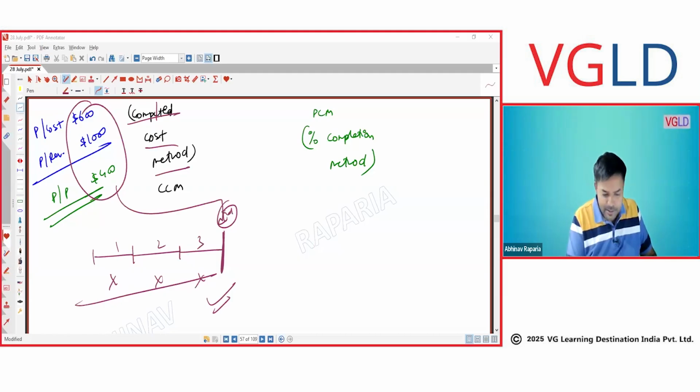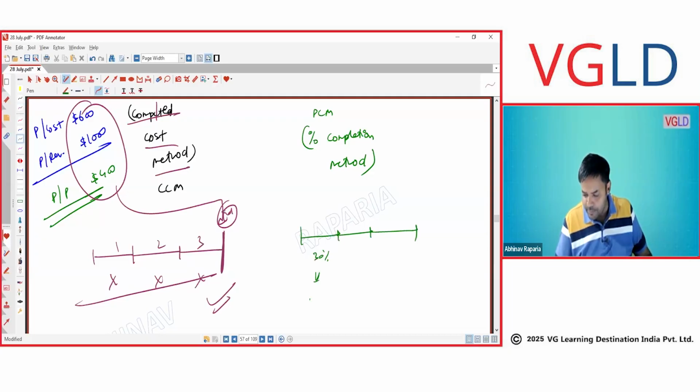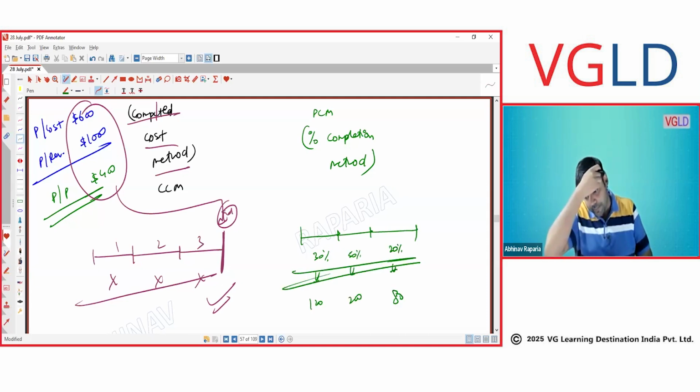But under the percentage completion method, as and when the work is getting finished, maybe 30% work is done, you are going to book 30% here, maybe 120. Maybe 50% work is finished, then we are going to book $200. Then maybe 20% work is finished, then we are going to book that. So as work is getting finished, we are booking the income. I hope it is okay.